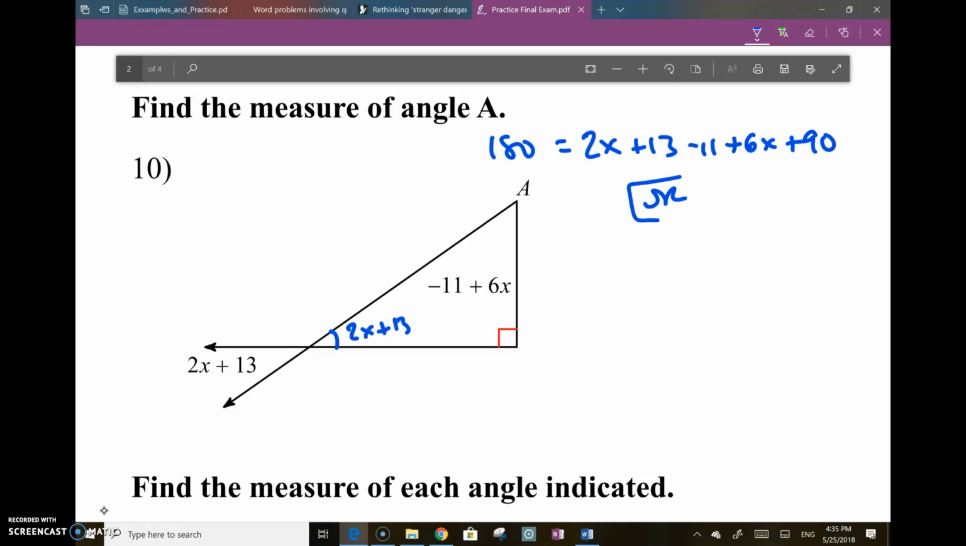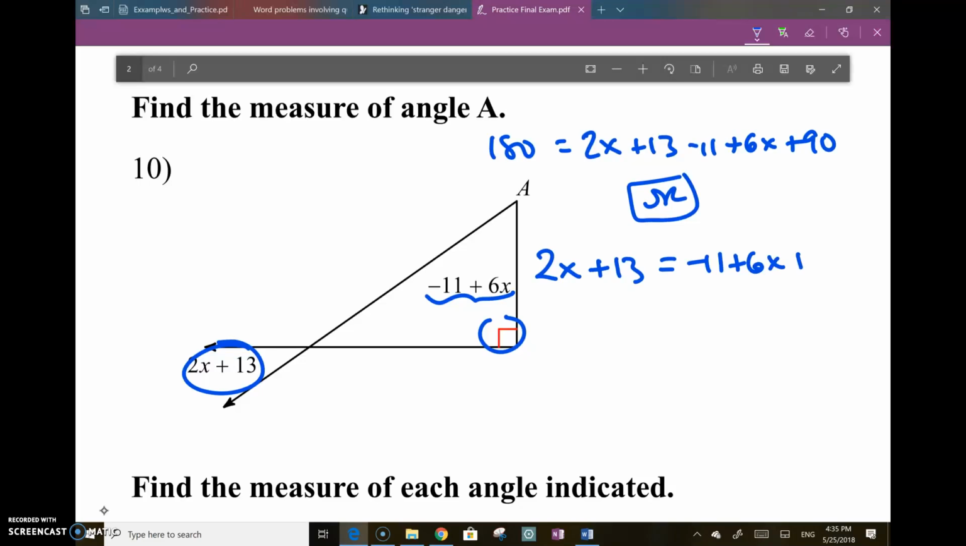Or you could use what's called the Exterior Angle Theorem, which simply says that the angle outside of a triangle is simply equal to the sum of the 2 remote interior angles, which would be these 2. So another way to set it up would be to say 2x plus 13 is equal to negative 11 plus 6x plus 90. And then you would solve that and get the answer. So both would give you the same answer, just a different way to get it.